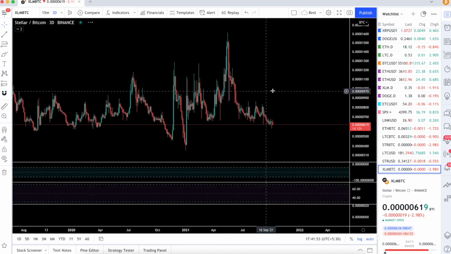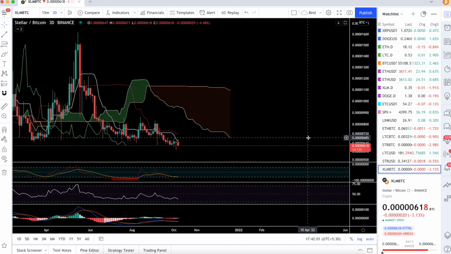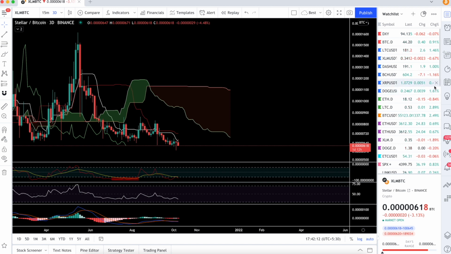But on the 3D chart, yes, again on the 3D chart, we are not performing so well against Bitcoin, which is totally evident because Stellar Lumens on the USDT went down only 0.64%, while Bitcoin went up 2.49%, which is why the Stellar BTC pair went down 2.82%.